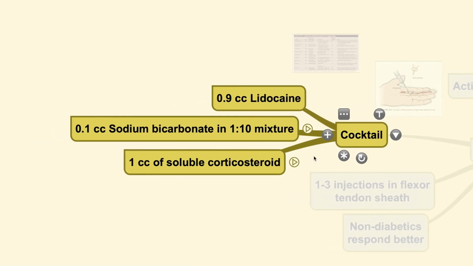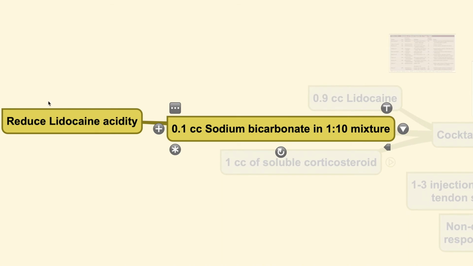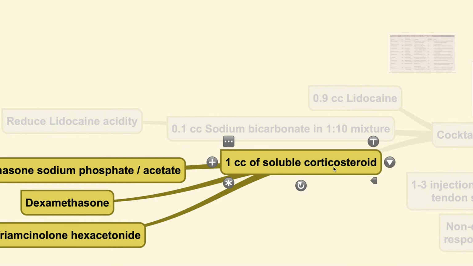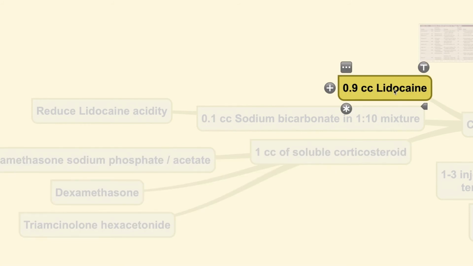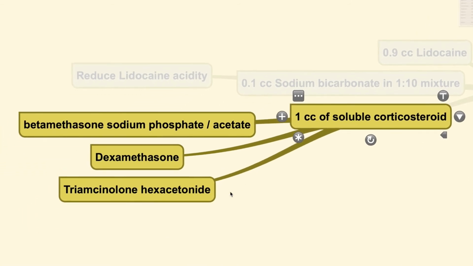But one that I paid more attention to is this cocktail that is proposed by a certain author. He mixed 0.9 cc of lidocaine and 0.1 cc of sodium bicarbonate, which in turn decreases the acidity contained in the lidocaine, and then he also adds a soluble corticosteroid, 1 cc. And this cocktail functions as anti-pain by the lidocaine and also anti-inflammation by the corticosteroids.